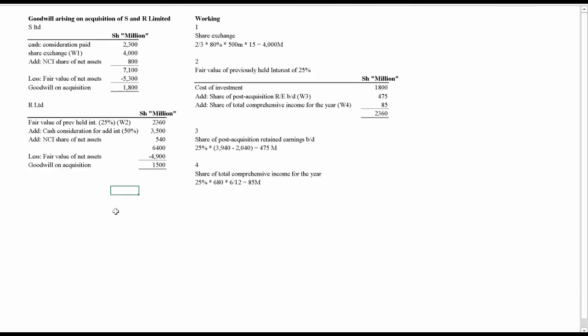So we have provided the goodwill on acquisitions as well on S and R limited, especially where we had the fair value of the previously held interest.